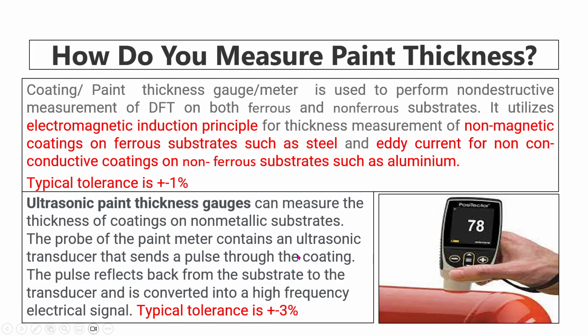So these are the reasons why we are measuring the thickness of the paint. Then how do we measure the thickness? Now a coating and paint thickness gauge meter is used to perform the non-destructive measurement of DFT, means dry film thickness, on both ferrous and non-ferrous substrate. Substrate means the material. It can be ferrous, it can be non-ferrous also, and you can measure both cases. You can measure the dry film thickness.